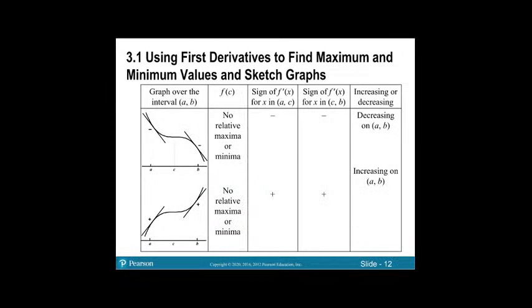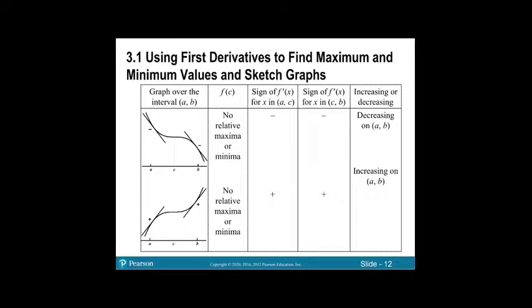So then here, notice we still have our c value. Say it's decreasing on the left and decreasing on the right. Then there's no relative max or min. It's going to be decreasing over that whole open interval. Conversely, say it's increasing on the left and increasing on the right. There's no relative max or min.